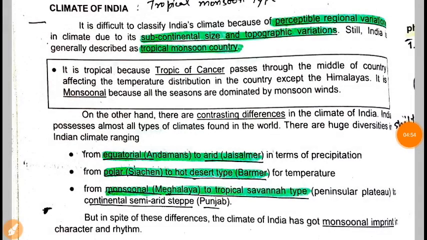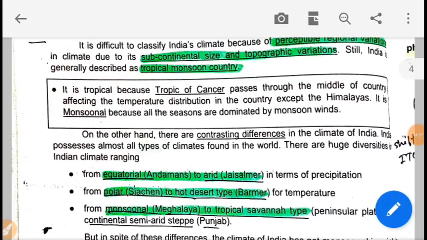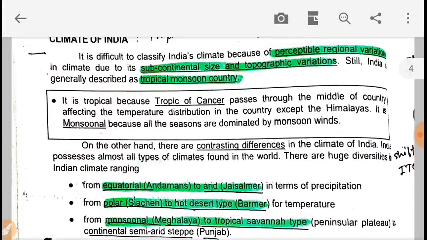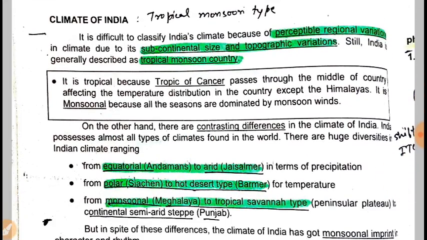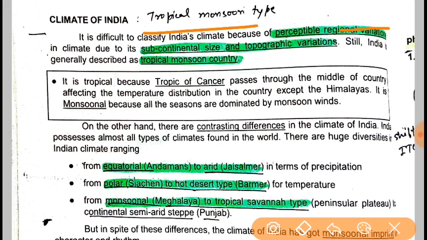Okay, friends. Now, as I earlier told you, the climate of India is known as tropical monsoon type climate, however it has regional variations because of its continental size and topographic variations. Still, in general we can say it is a tropical monsoonal country. Now why tropical? Tropical because the Tropic of Cancer passes through it. Why monsoonal? Because we see a reversal of winds by 180 degrees, and these are seasonal in nature.